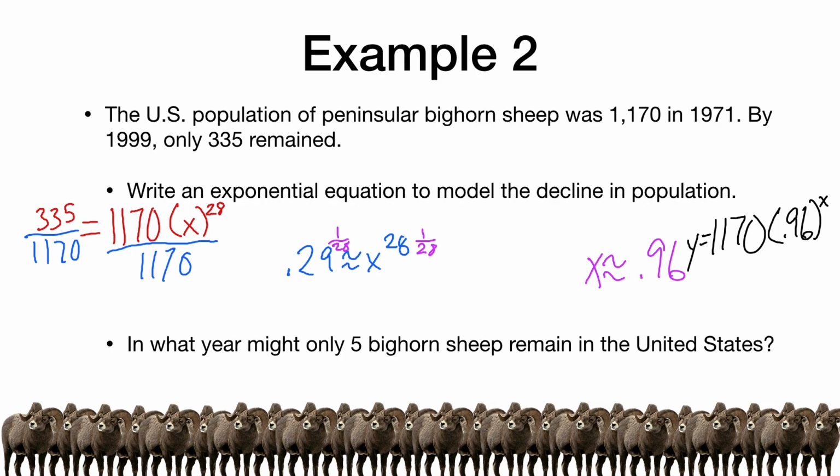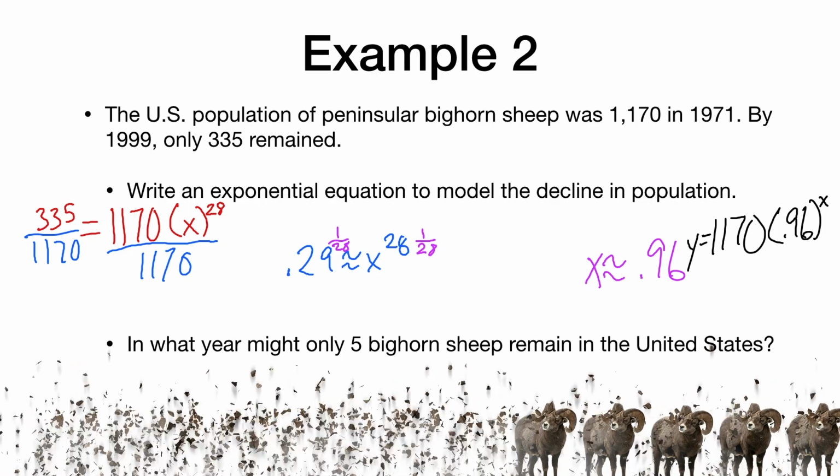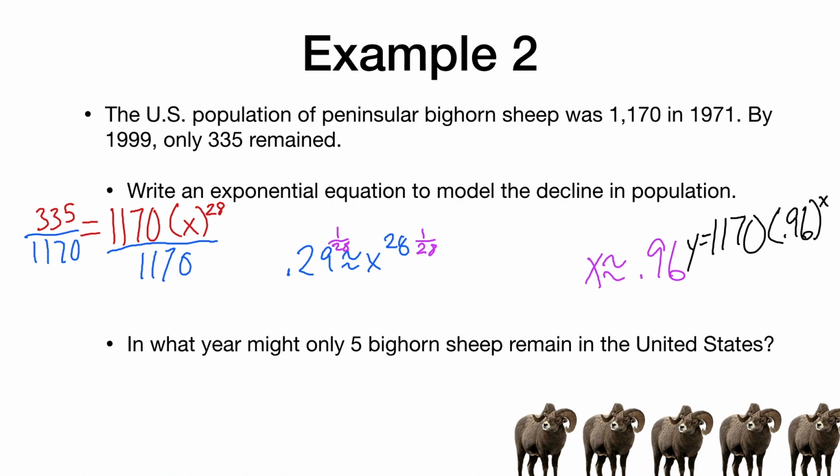In what year might only 5 bighorn sheep remain in the United States? So to find that out, what we have to do is use the formula that we already have solved here. In this case, the 5 is not x, because we're not saying in 5 years. We're saying, when will it become 5? So it's 5 equals 1,170 times 0.96 to the x.